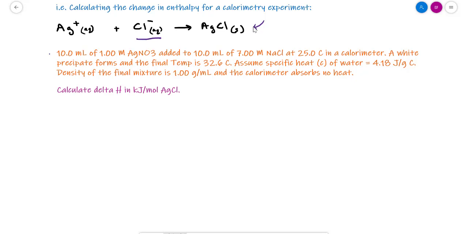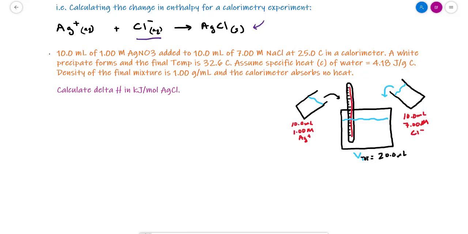And we can assume the density of the final mixture is a gram per mL. And we also can assume that the calorimeter absorbs no heat. And I'll also add another assumption, which is that this is all under constant pressure. So we're doing this in a lab, and we're assuming the atmospheric pressure is constant, which is almost always going to be the case. So how do we approach this? And again, we want to calculate the delta H of the reaction per mole of silver chloride.